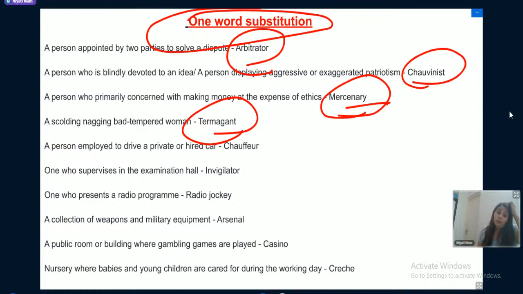A public room or building where gambling games are played. We all know this word as well: casino. A casino is the place where people play gambling.